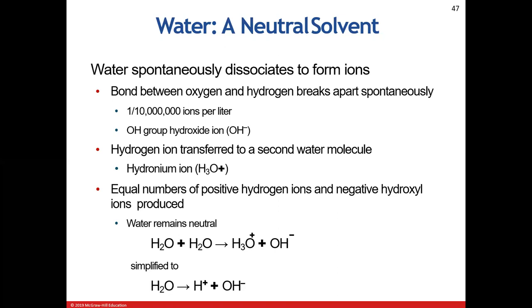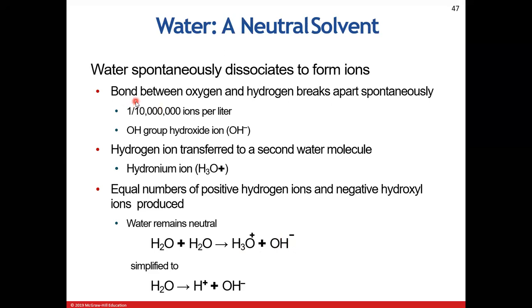And so when we look at water, one of the characteristics of water is that it spontaneously dissociates to form specific ions. One of the things you're going to see down here at the bottom is this equation. We'll touch on that equation shortly, but you'll notice that when water reacts with water, you're really looking at two individual ions that it produces. So we'll discuss that in just a second.